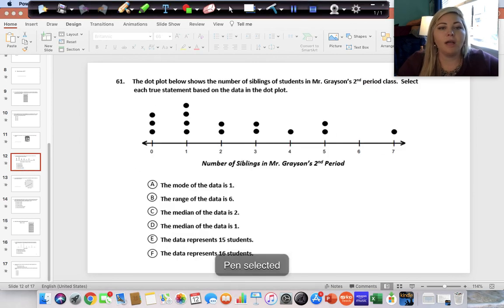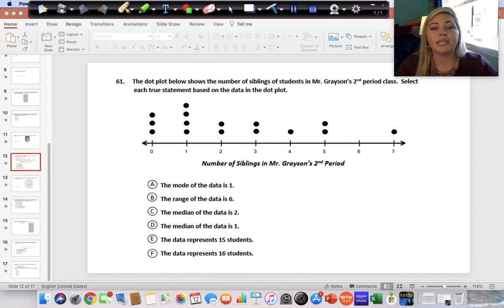Okay, the dot plot below shows the number of siblings of students in Mr. Grayson's second period class. Select each true statement based on the data in the dot plot. So the mode of the data is 1. Remember, mode is the number that occurs the most, which is true. The 1 has the most dots, so that's true.